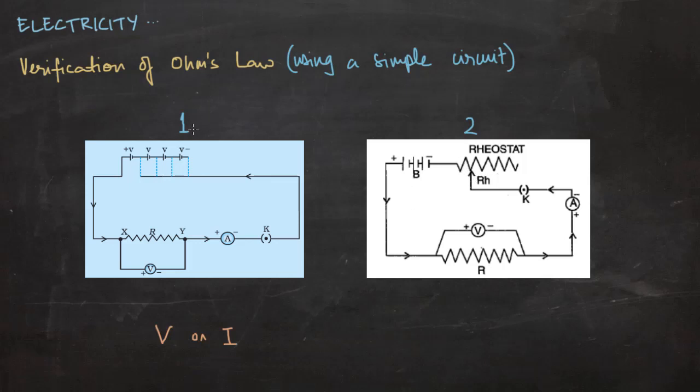So, in the first circuit that I have outlined over here, the variable that I will be varying is the potential difference, while in the second circuit, the variable that will be varying would be the current.